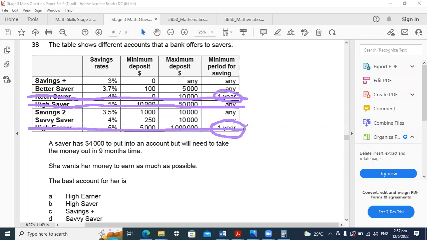And you have 2 minutes to do this. If you say could I do this in 2 minutes? All right, so you are going to know. She wants her money to earn as much as possible. So we're left with this one here, 1 year, that one, that one, and that one.